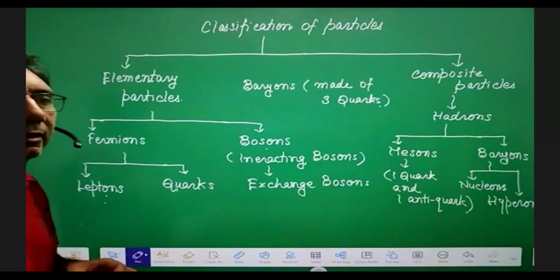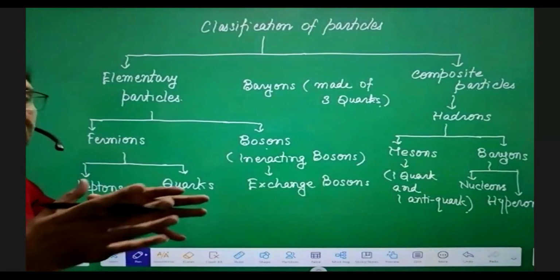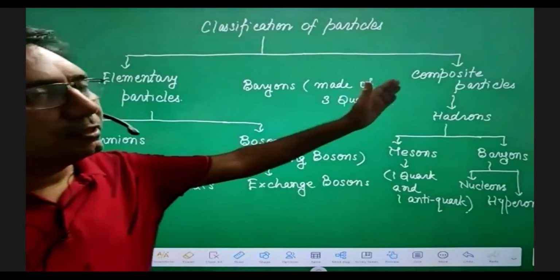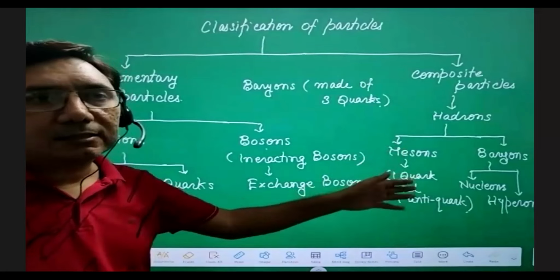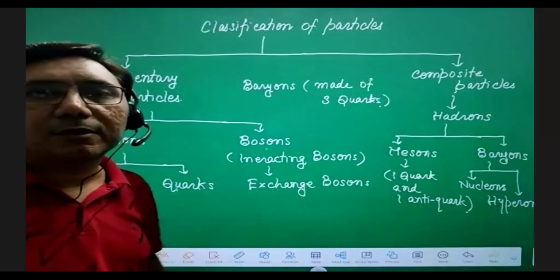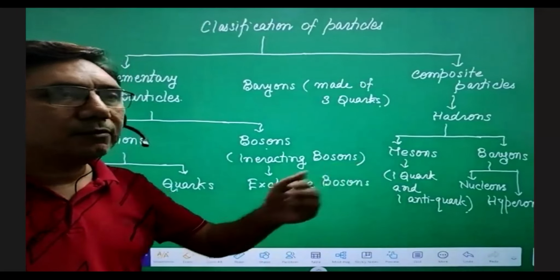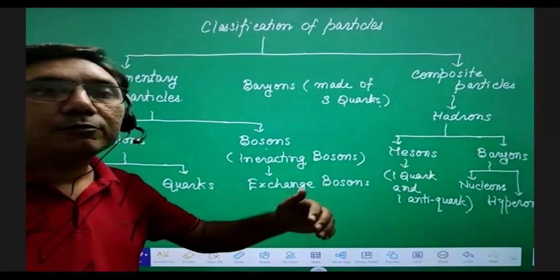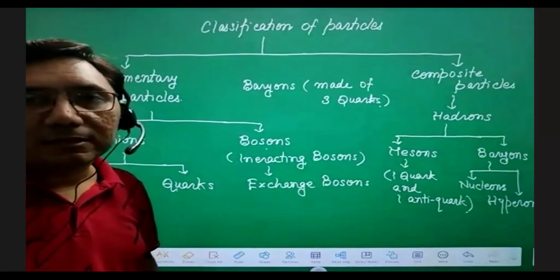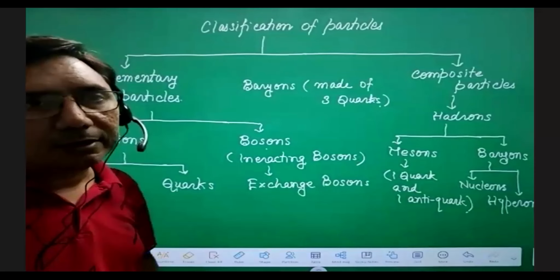Why are you categorizing them? Because on one side, you are having particles whose internal structure is known to you. They are called composite particles. They are made up of quarks. Mesons are made up of one quark and one antiquark. Baryons are made up of three quarks. Antibaryons are made up of three antiquarks. So you know all these internal structures. They are called composite particles.